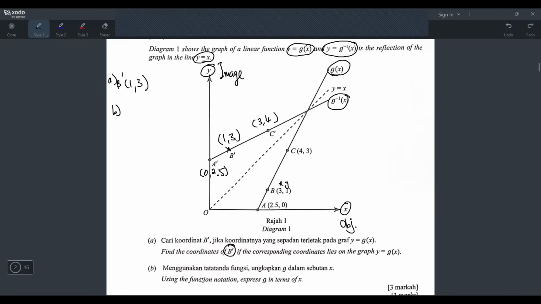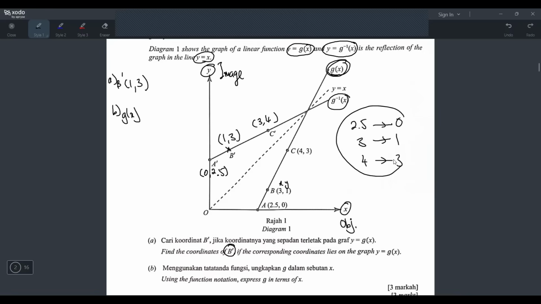For B, it says using function notation, express g in terms of x. It means they want to find the function g(x). If you want to find function g(x), it's very easy. You just look at all the points, because these points will tell you what the object and the image are. The first point is 2.5, and it links to 0. Then when 3 is the object, 1 is the image. And when 4 is the object, 3 is the image.